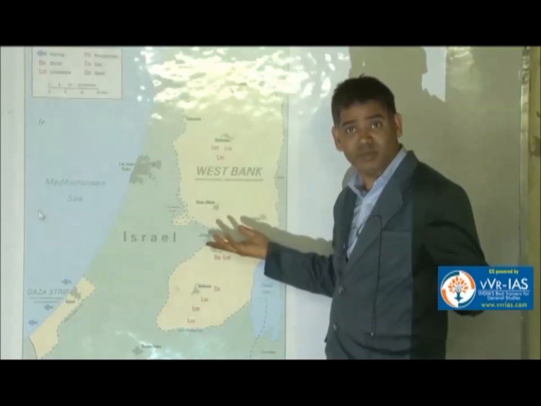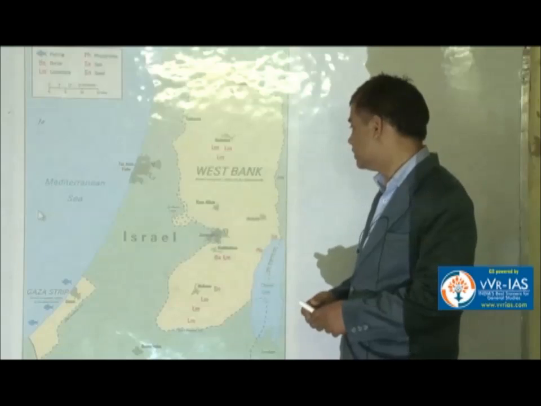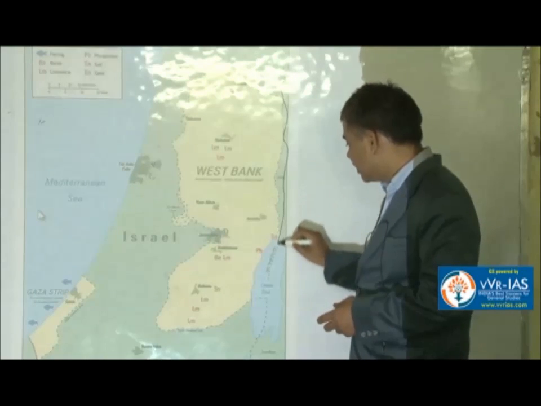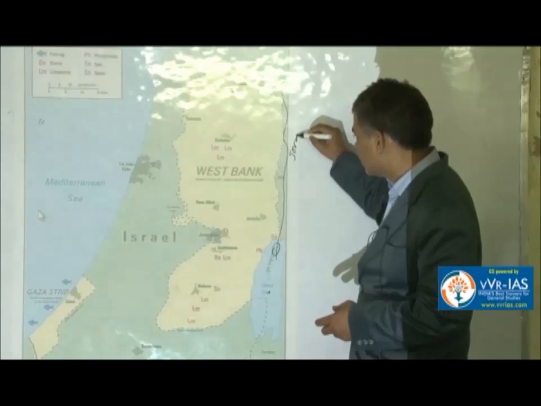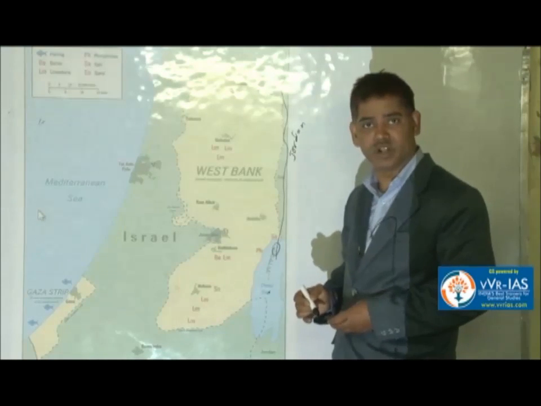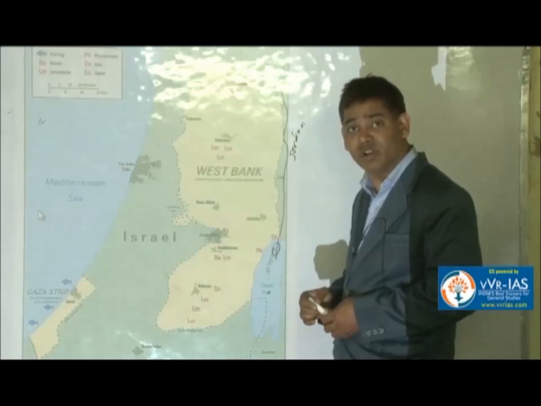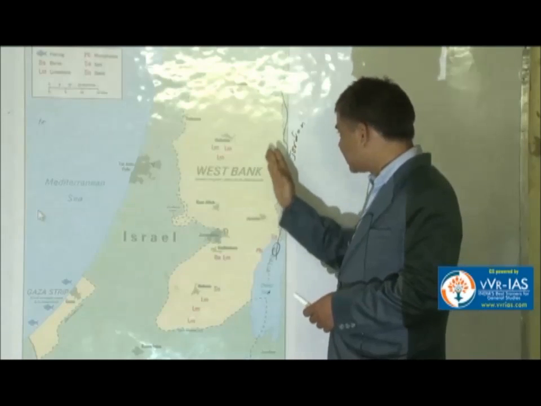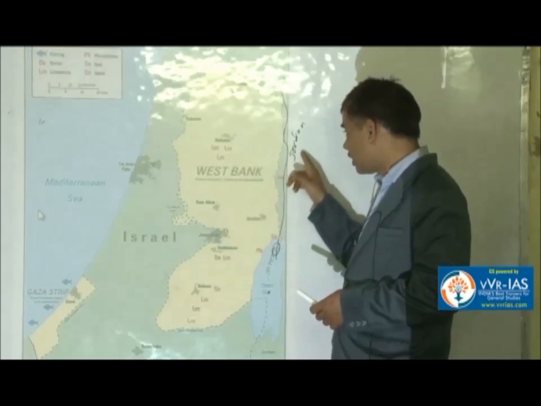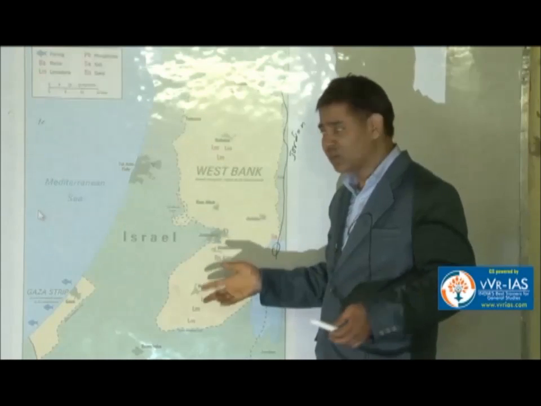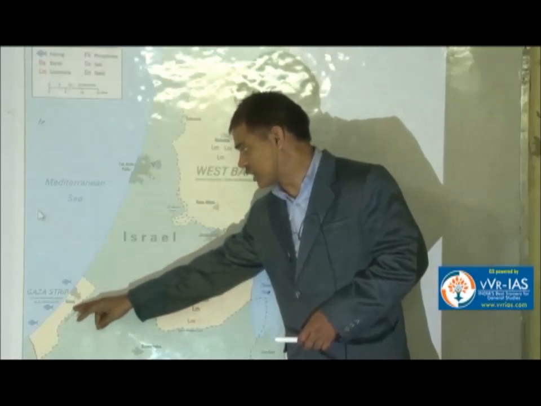Then why is it called the West Bank? The reason is that there is a river which falls into the Dead Sea, and the name of the river is Jordan. Jordan is the name of a country also, and Jordan is the name of the river also. This area is located on the western bank of the Jordan River, hence it is called the West Bank. So this is the West Bank, and this is called the Gaza Strip.